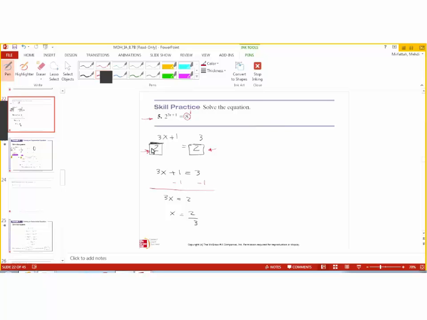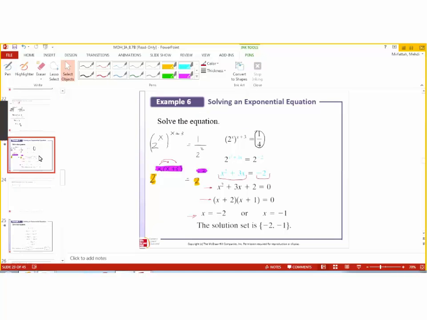Okay, I think we want to see example number 6, I think. Let me make sure that she's not talking about this one. Are you talking about this one here? Yes, she says yes. Okay.